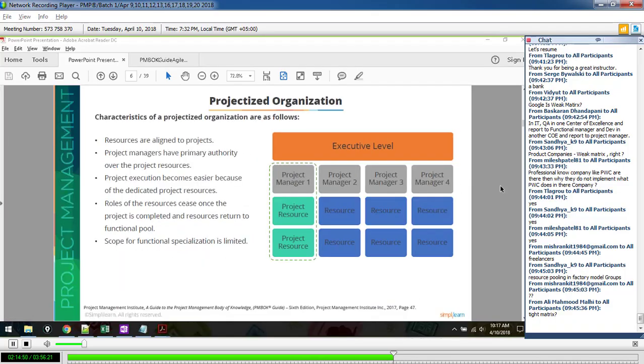Let's talk about projectized organizations. Even though they don't exist, we can think of them as highly projectized, like strong matrix too. This is where resources are aligned to projects and they don't have a function. You have pooling in a projectized environment. Project execution becomes easier because of the dedicated resources, right? You don't have a functional manager saying, Tim, I need my team back. Roles of the resources cease once the project's completed and resources return to the pool.